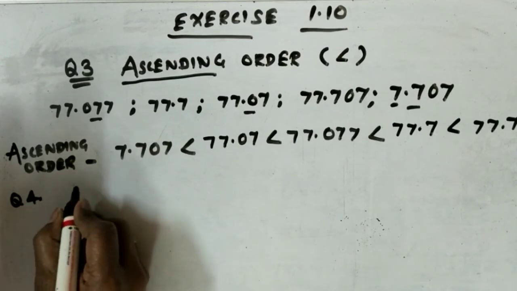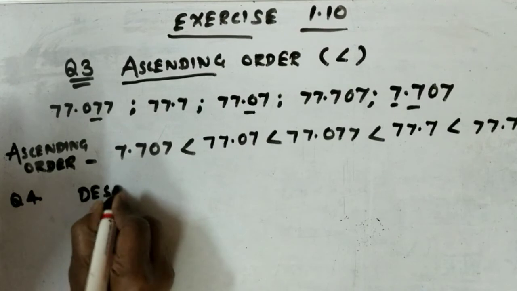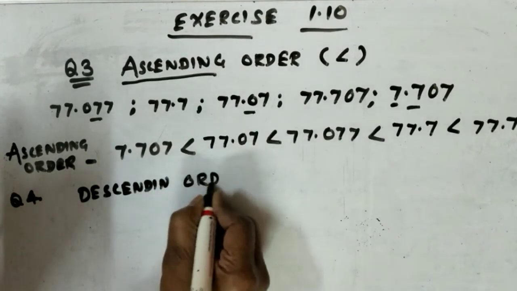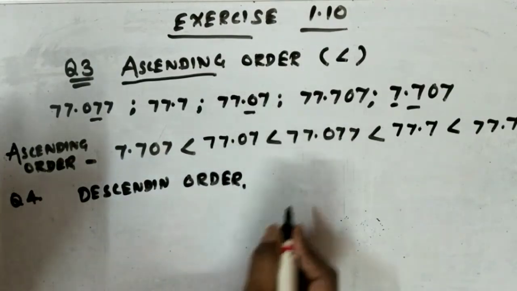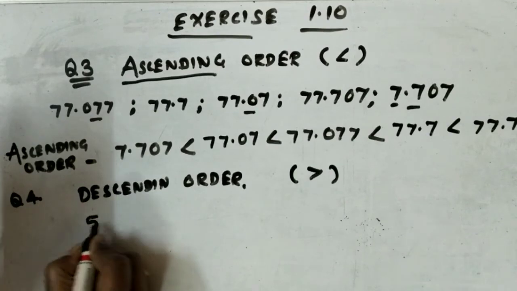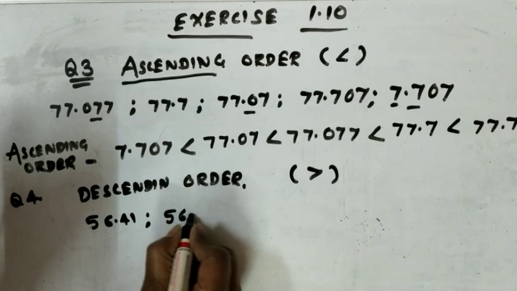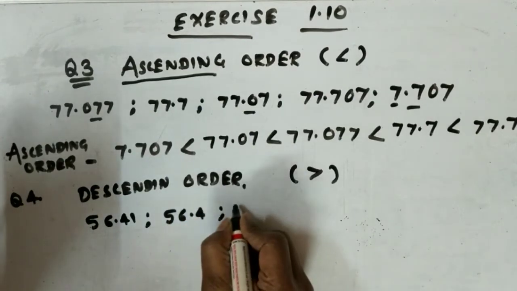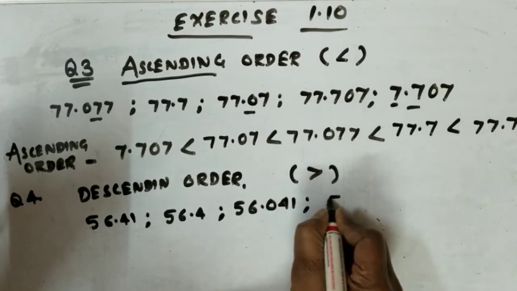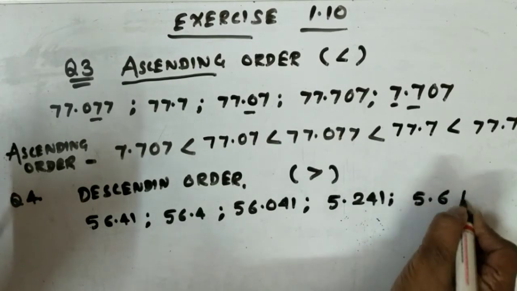Now another question, question number 4. In the fourth question, we have to write the answer in descending order. You have to use this symbol. Now children, you have to write in the same manner. The question is 56.41. Then we have 56.4, then 56.041, then 5.241, then 5.641.